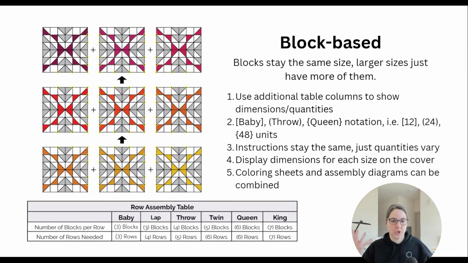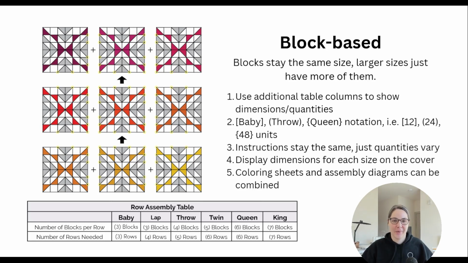Another way that you can show quantities that vary with size is by using a set of brackets. You'll see this done multiple ways in patterns. My preferred way is to use a different set of brackets for each size. So for instance, you might have square brackets for the baby size, parentheses for the throw size, and then curly brackets for a queen size or something like that, right? And this goes on. There are multiple styles of brackets that you can use. Basically, each size is going to have its own set of markers, and that's going to be consistent throughout your pattern. So you just define this in the before you begin section.